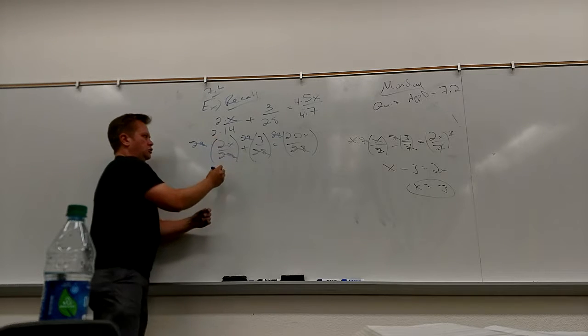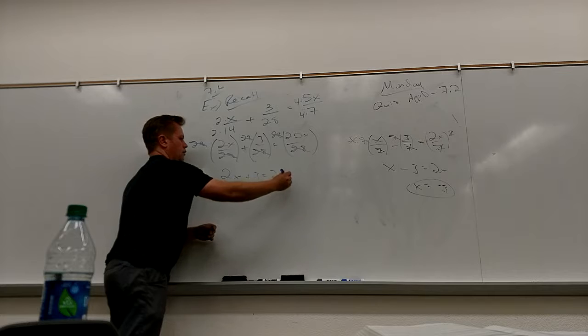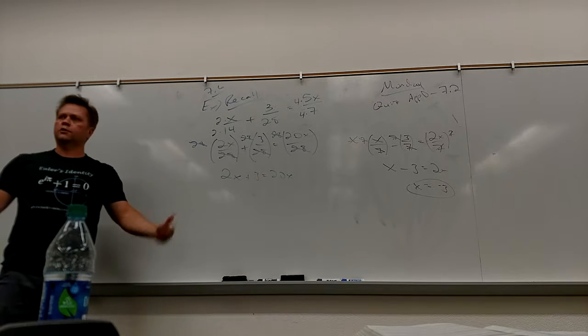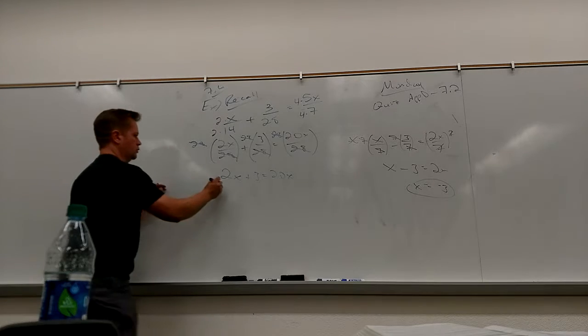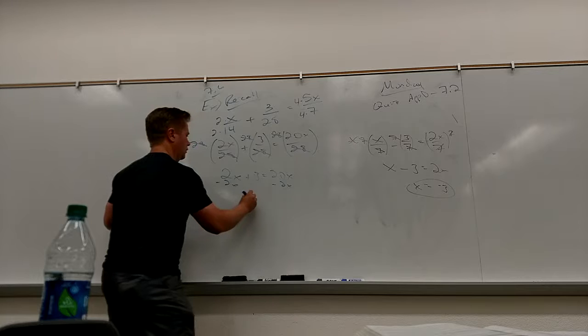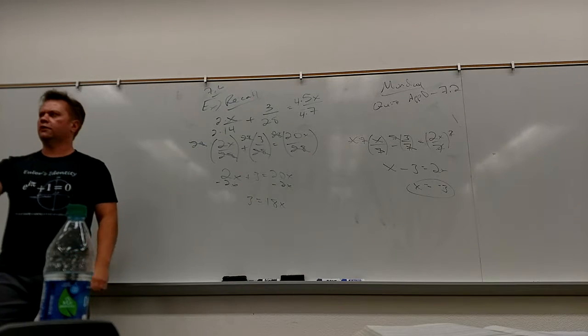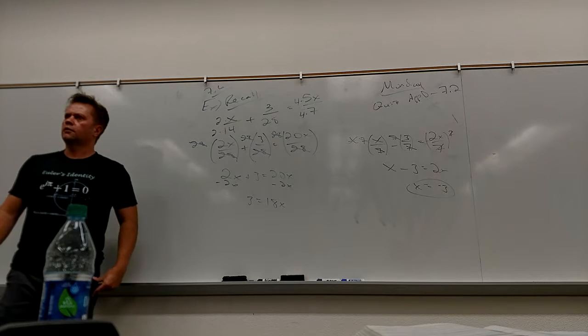So now look at your equation. It's 2x plus 3 equals 20x. That kicks so much ass, right? What do we do? Subtract 2x. 3 equals 18x, and just to save you from yourself, the answer is not 6. Right?